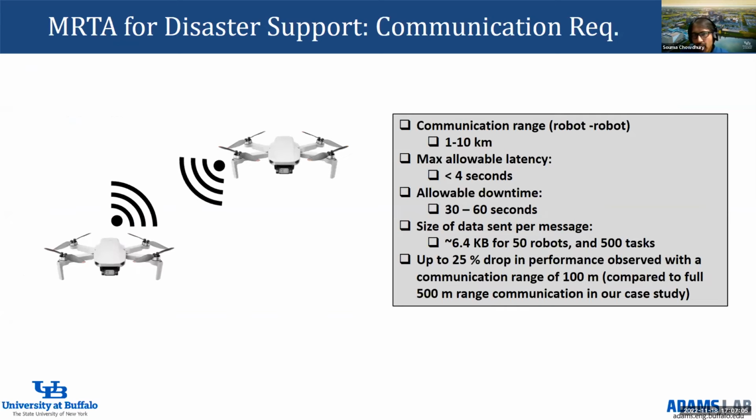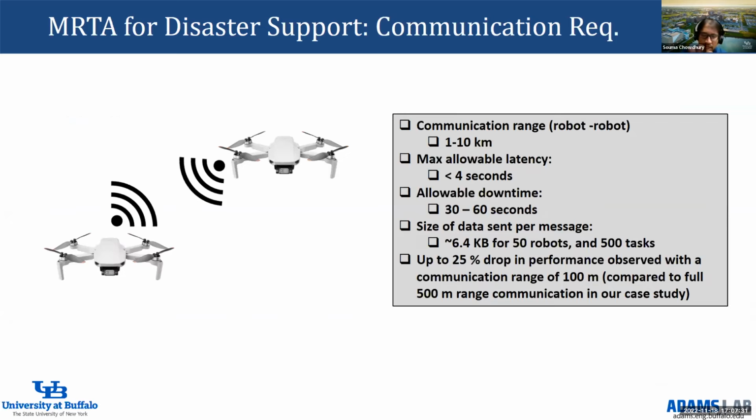Some of the communication requirements in that context. We expect the range for this kind of disaster response application to be about 1 to 10 kilometers, and the latency to be less than 4 seconds. There can be some downtime, like 30 to 60 seconds. The data sent per message is not high. It's about 6.4 KB per robot for a 50-robot team working on a 500-task application.